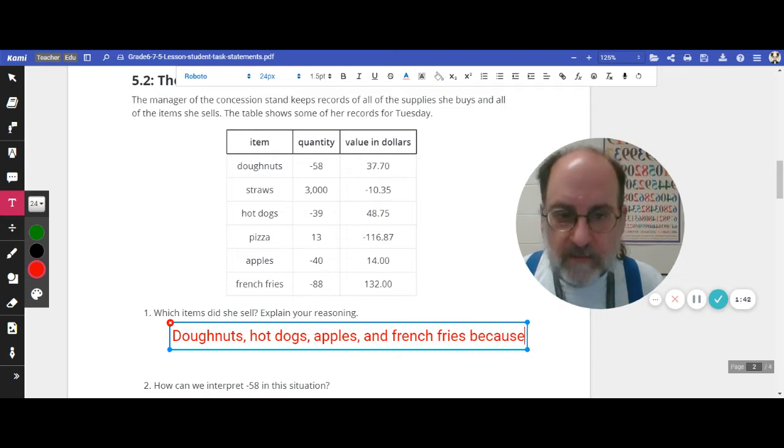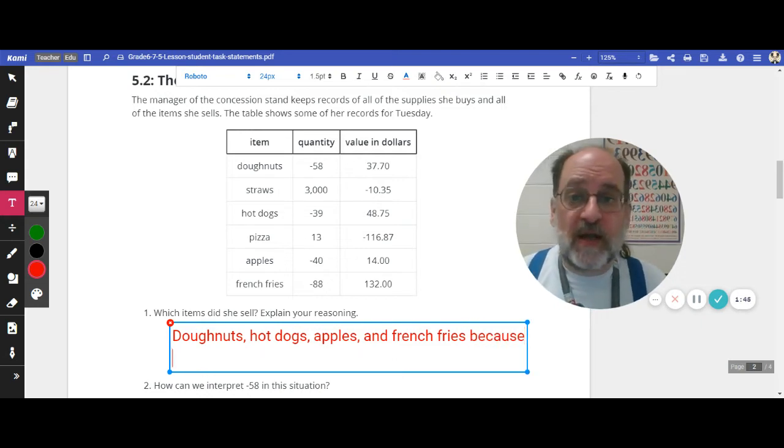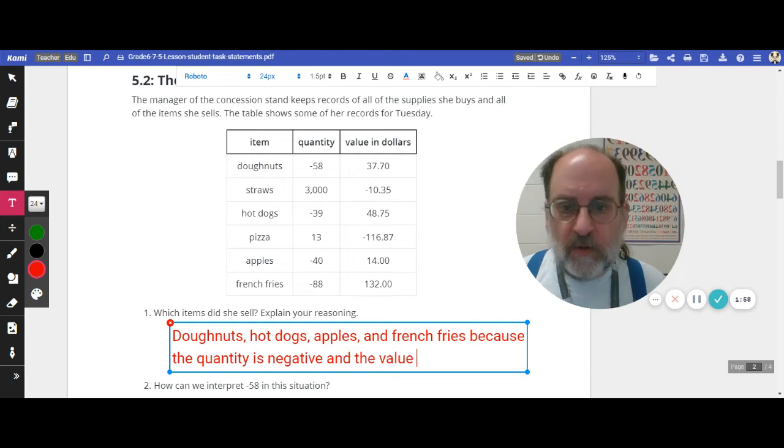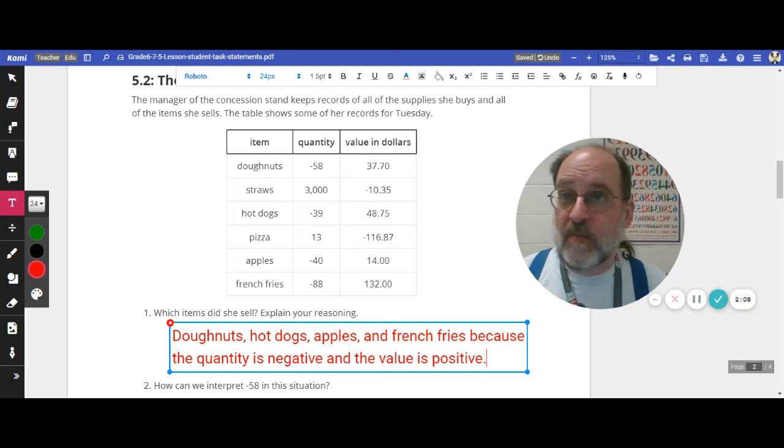Now let's talk about why. There's two ways we can talk about what items she sold, because the quantity is negative and the value, money there, is positive. So we can think of this as she sold things, so the number went down, it was negative, and she got money for doing so.